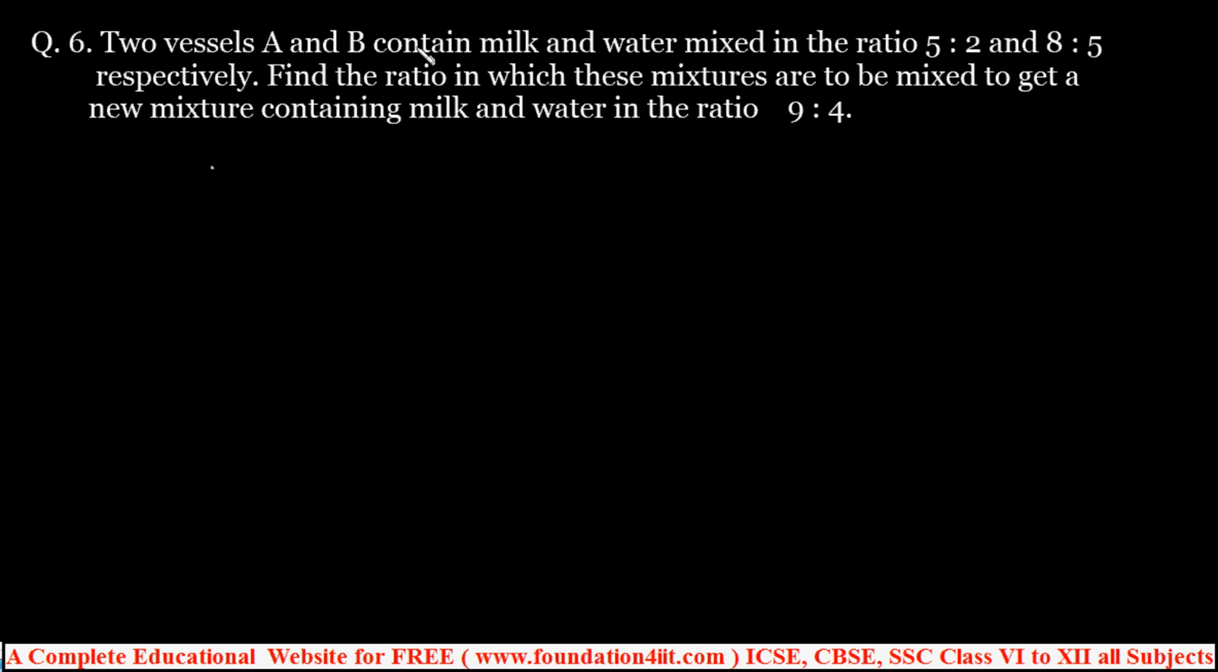Two vessels A and B contain milk and water mixed in the ratio 5:2 and 8:5. In this question, in 5:2, 5 is the milk content and 2 is the water. So A's content is 5:2 and B's is 8:5 of milk and water. Find the ratio in which these mixtures are to be mixed to get a new mixture containing milk and water in the ratio 9:4. Okay, what ratio we need to mix, that you have to calculate.